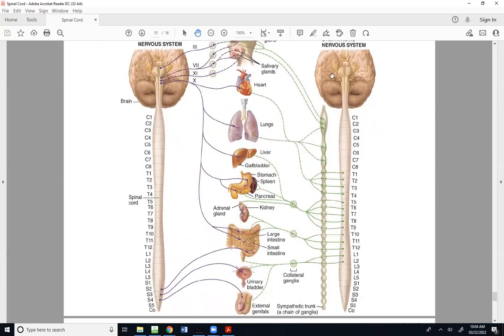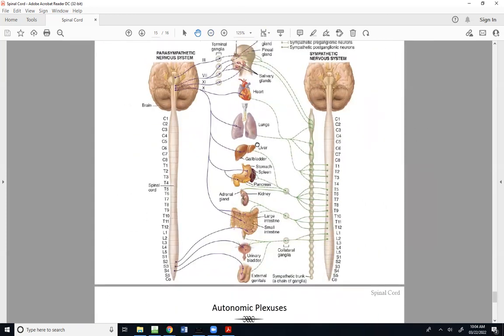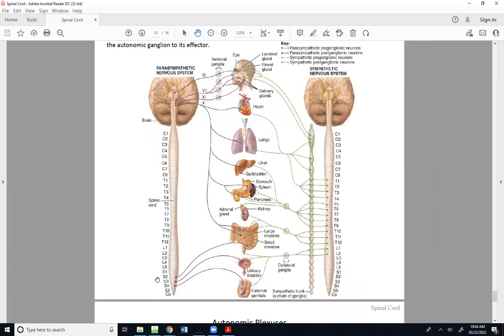Now, looking at this illustration down here at the bottom, we show the parasympathetic on the left and the sympathetic on the right. If you haven't picked up on it, the sympathetic and the parasympathetic involve different parts of the brain and spinal cord. In fact, the sympathetic nervous system doesn't involve signals coming directly from the brain. It's all from the thoracic and lumbar region of the spinal cord. The signal originates in the spinal cord and then it comes out.